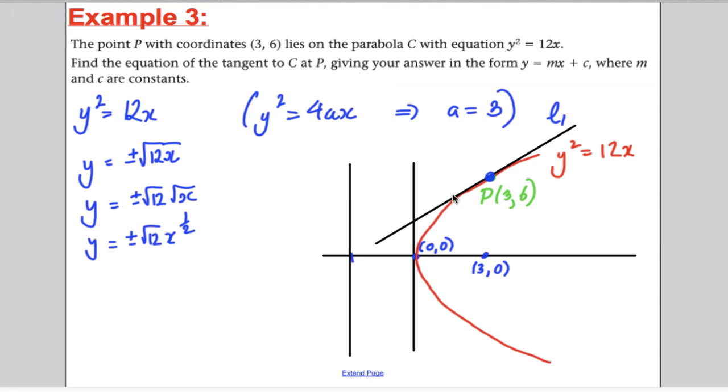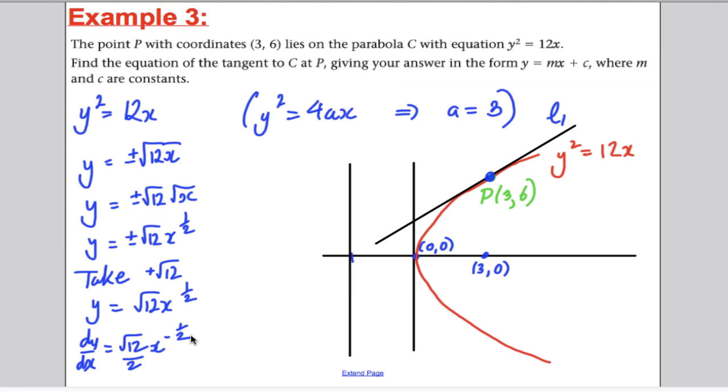Now, for L1, this gradient here is positive, so we know we're going to take the positive sign for this case. So just take positive root 12. So y is root 12 x to the half. Therefore dy by dx is root 12 over 2, bring down the power of a half, reduce the power by 1, and that's dy by dx.